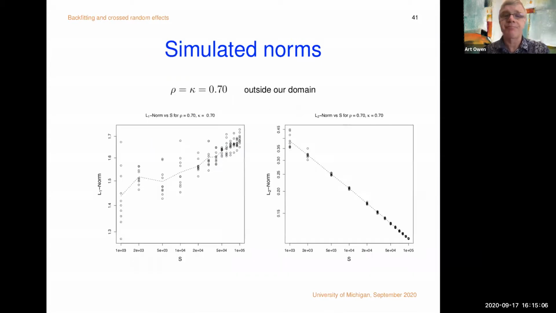Here are some simulated norms. We can Monte Carlo from our model. Suppose that rho and kappa are both 0.7. It shouldn't work there. And the one norm starts off like at 1.4, and it just grows as the sample size grows. Okay, so the one norm isn't getting control. But the two norm actually does. The two norm starts off below 1, and it drops on a log-log plot. I think it's heading to 0. We can't prove this yet, but we're optimistic seeing that.